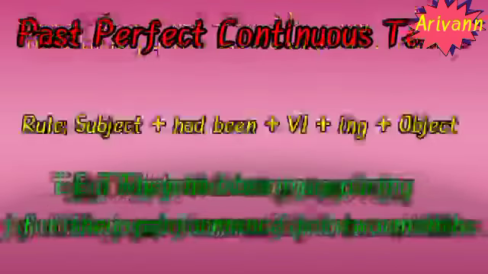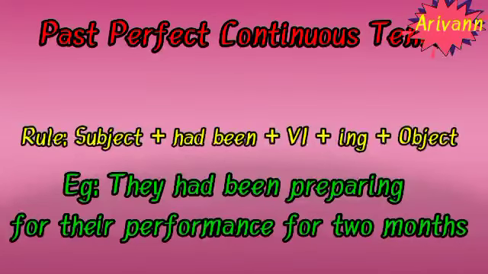The next one is past perfect continuous tense. To form past perfect continuous tense, the rule is subject plus had been plus verb 1 plus ing plus object. Look at the example. They had been preparing for their performance for 2 months. In this example, the subject is they plus had been. It is followed by preparing, which is the first form of verb prepare, and then the object. In this way you need to follow the rule to form past perfect continuous tense.